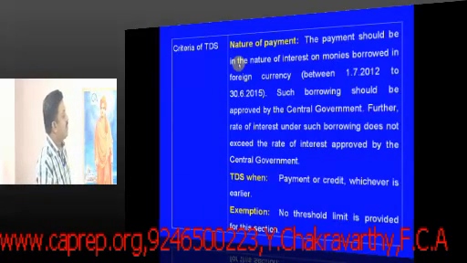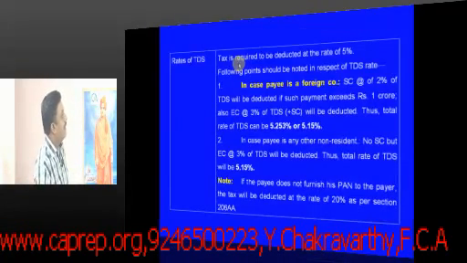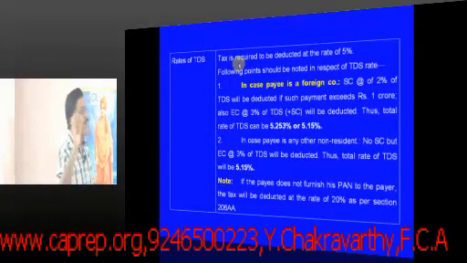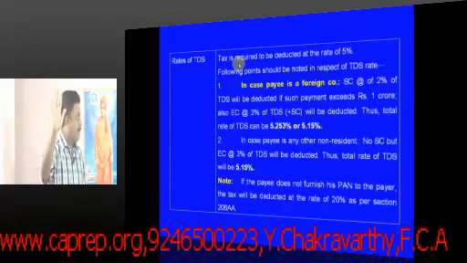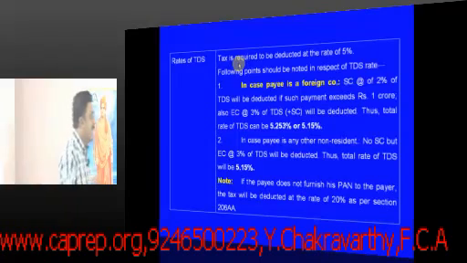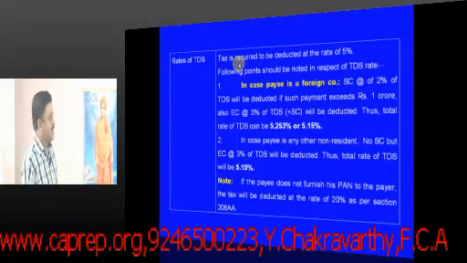No such threshold limit. And then what is it? Tax is required to be deducted at source at what rate? At the rate of 5%. In case the payee company is a foreign company, then surcharge at the rate of 2% and educational cess.